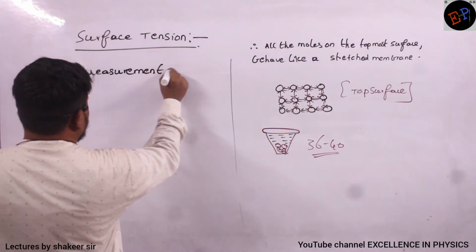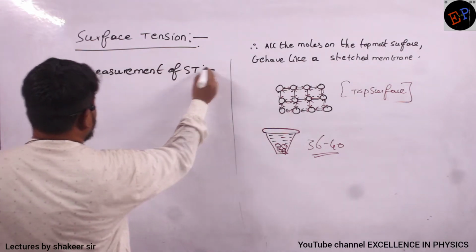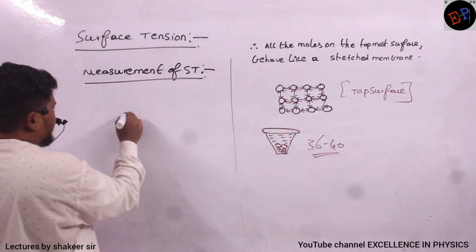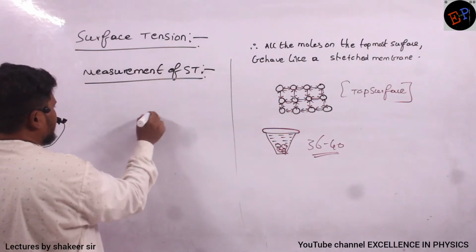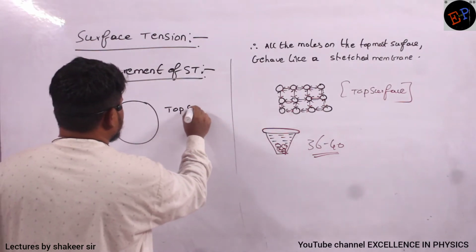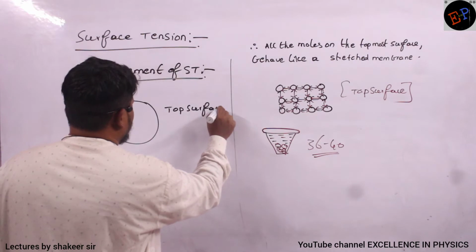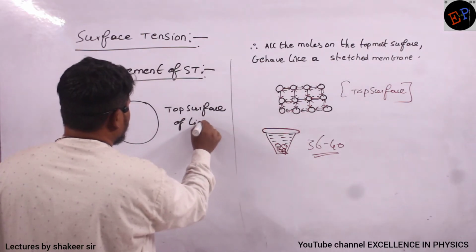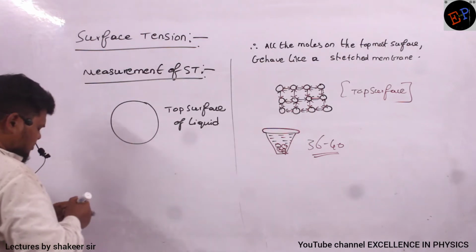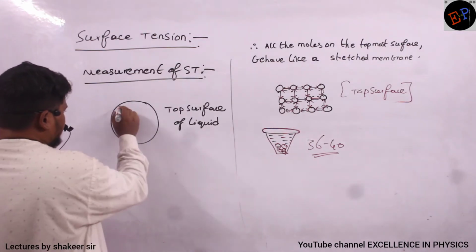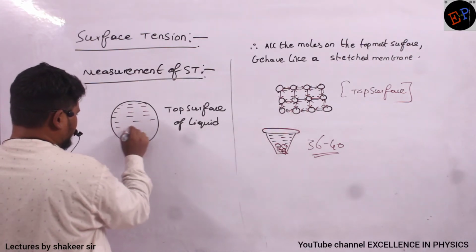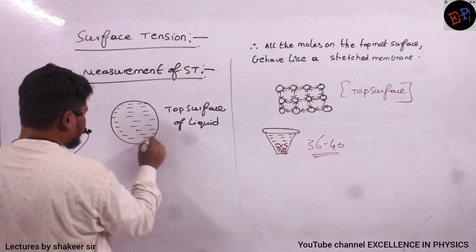Measurement of surface tension forces. For example, if I take this, this is the top surface of a liquid. Top surface means the liquid which is open to the atmosphere is called the top surface. So in this top surface, let us suppose water is present on the top surface. This is the top surface of water.